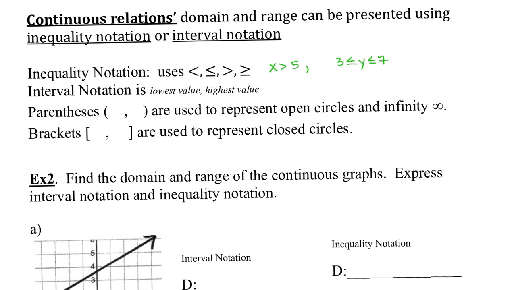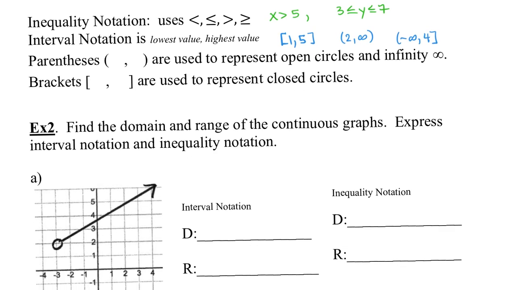Okay, interval notation is lowest value to highest value. They use parentheses for open circles and infinity. They use brackets for closed circles. So your answer could look like this: 1, 5, lowest first. It could be like 2 to infinity, or it could be negative infinity to 4 bracket, something like that. Okay, hopefully that triggers something from your Algebra 1 memory.